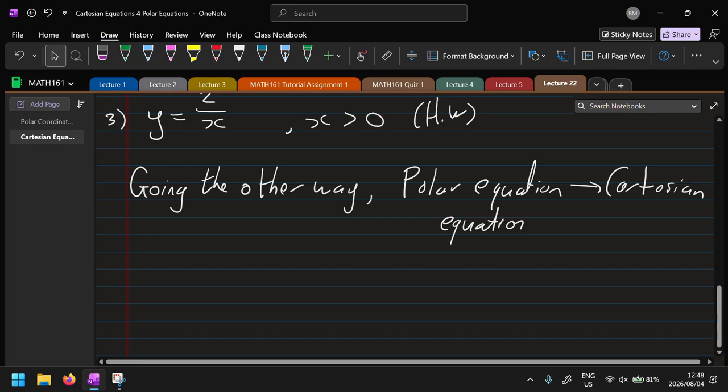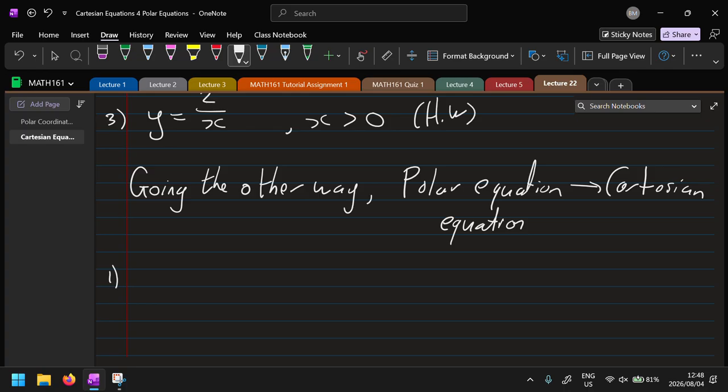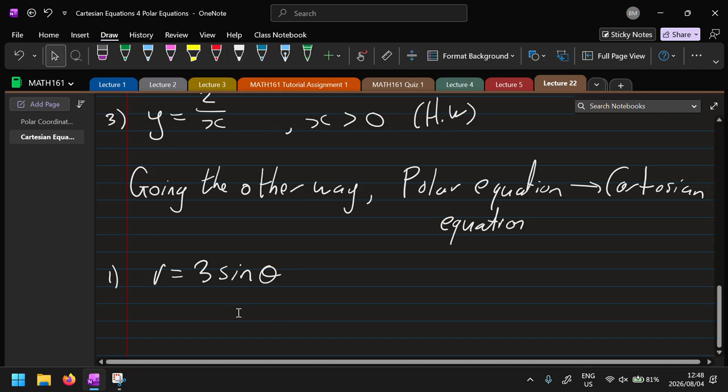Very simple. Let's look at example number 1. So here we have r equals 3 sine theta. This is in polar form, right? r is a function of theta. What we want to do is convert this back to Cartesian form. So how are we going to do that?